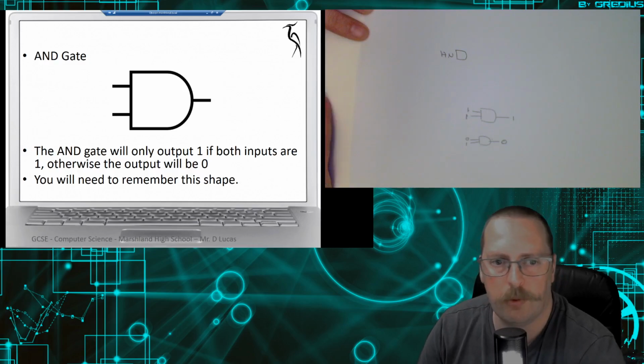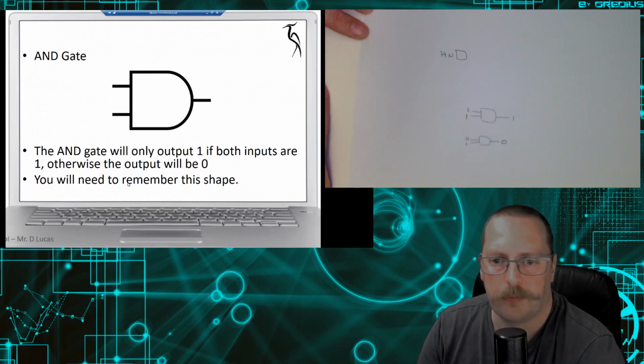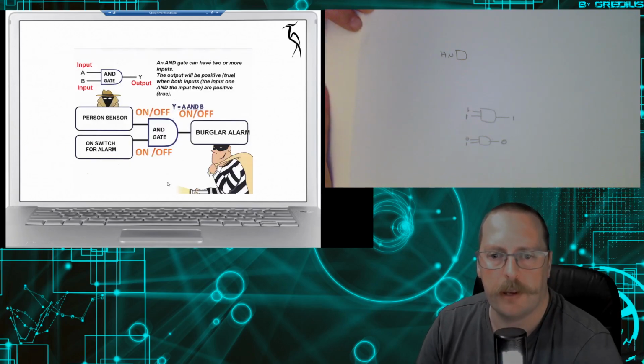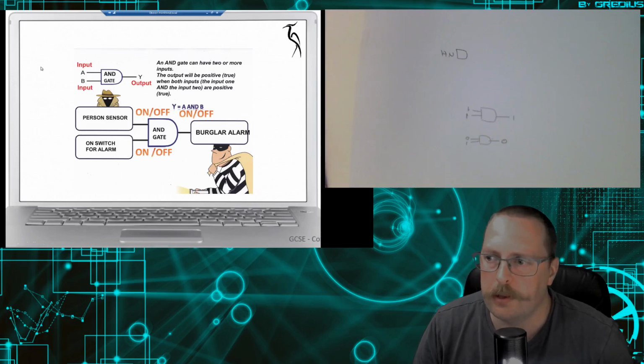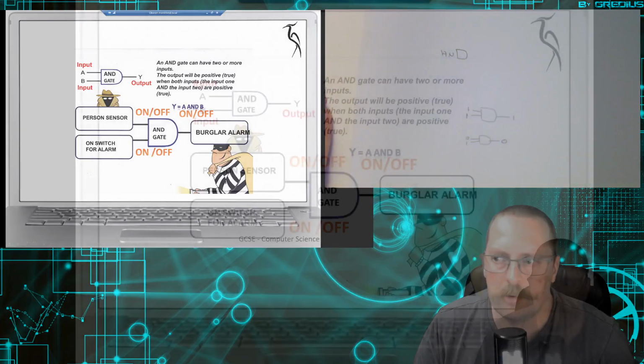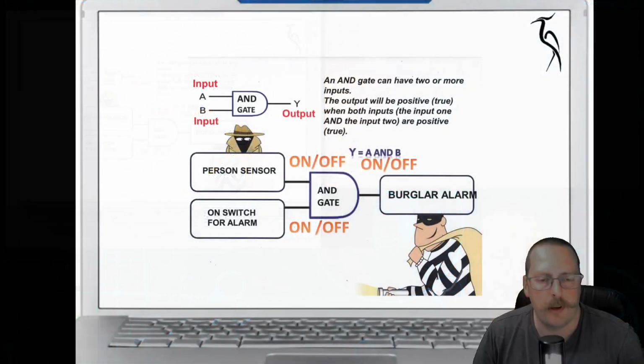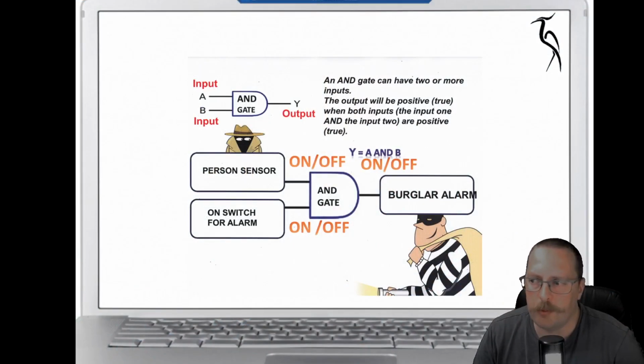You can go back, rewind this bit and look again, just to play again if you need a bit more understanding. But what I have here is an understanding of an AND gate, and it could be that you've got a burglar alarm. So if the sensor is triggered and the alarm is on, because it's an AND gate, the burglar alarm will sound.